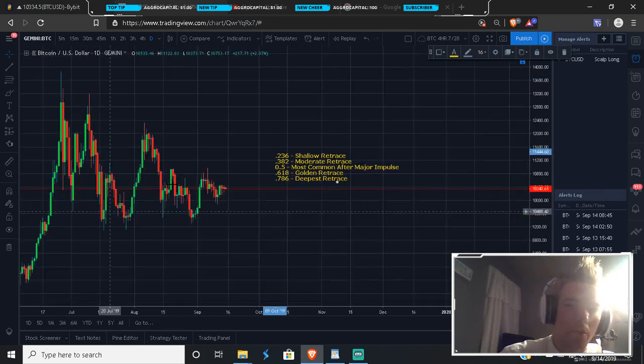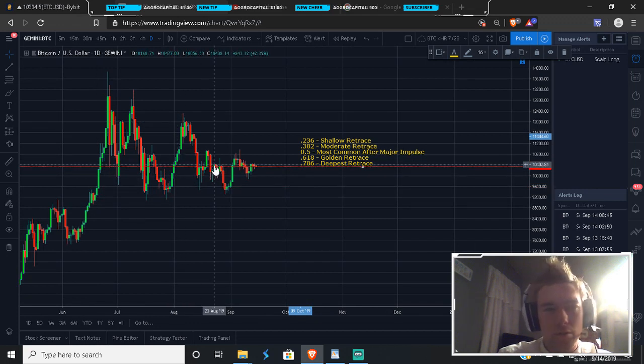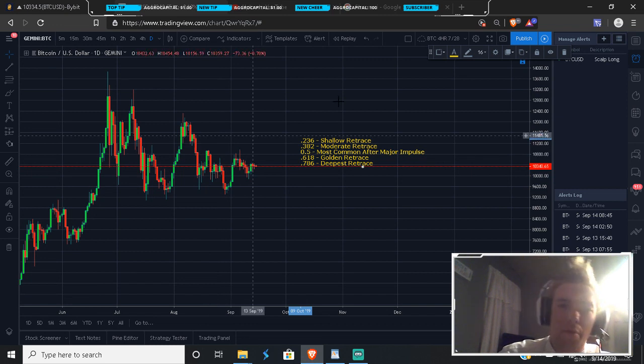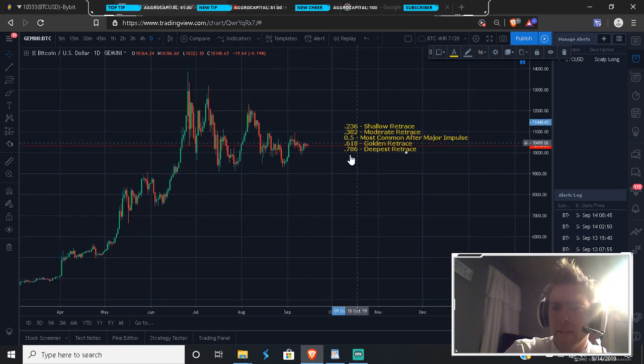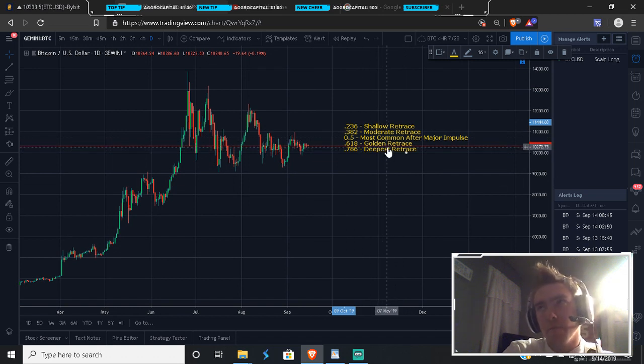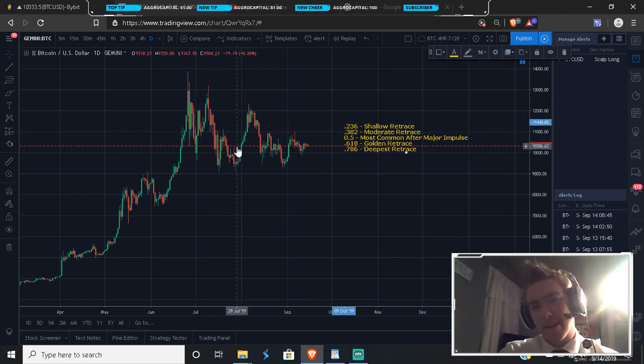So, before we get into the lines, your 236 is your most shallow retrace. Generally, when we're in an uptrend, you'll take a little healthy profit taking. You'll touch the 236 and go back up. You have your 382, which is your more moderate retrace. It's the first zone of your golden zone, and we'll get into that. Your 0.5 fib is your most common retrace whenever you're in a parabolic move. You'll generally retrace, hit that, and then go back up.